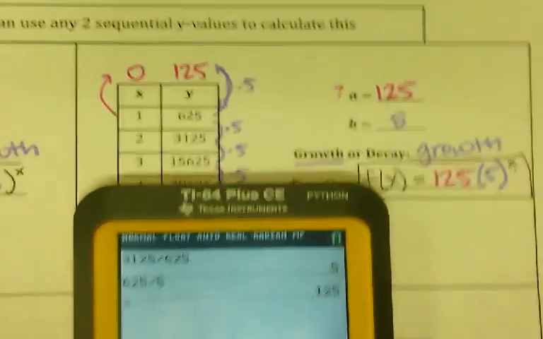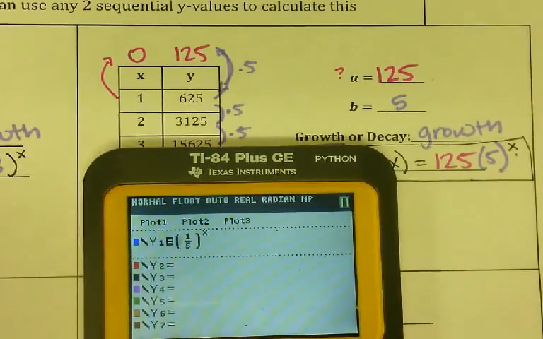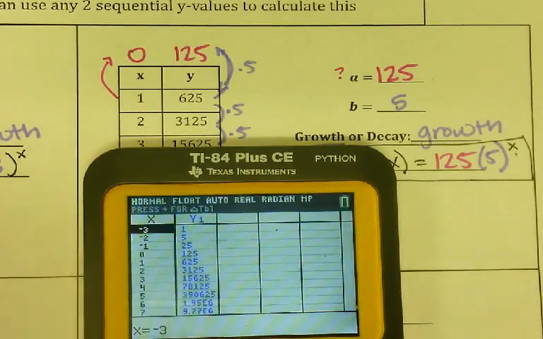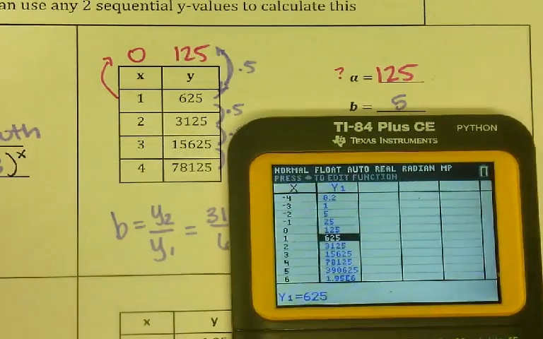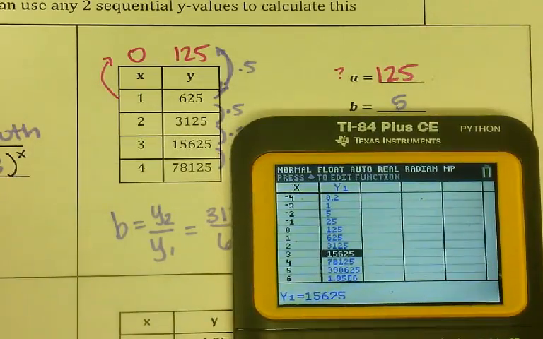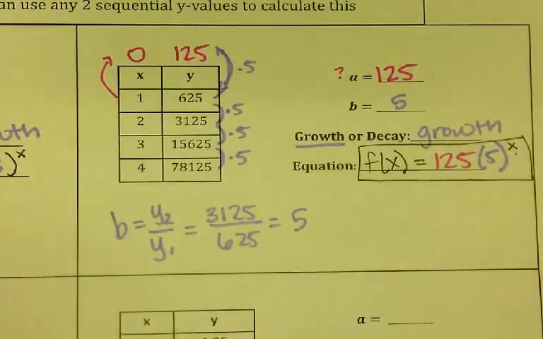And guys, because those numbers are so big, I am going to go ahead and double check that in my calculator. I'm going to say 125 times 5 to the x. I'm going to check my table. And yep, we are at 125 for 0, 625 for 1, 3125, 15625, 78125. So my tables match, so I know that it's correct. All right, guys, so you can always put it in your calculator to check your table.